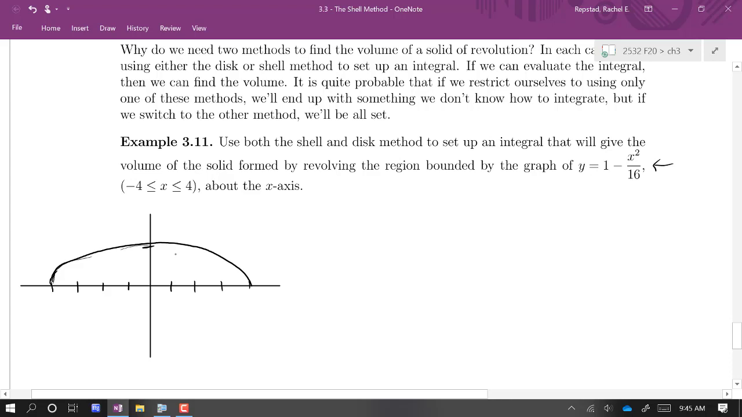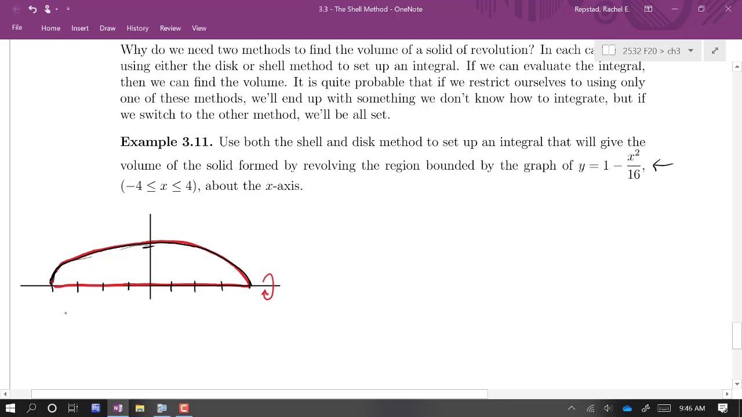So now, let's see. It says use both the shell and disk method to set up an integral. And we're revolving about the x-axis. So look, the solid is well defined, right? They gave us the region, and they tell us what axis to revolve about. So here's what that region looks like, and we're revolving about the x-axis. So it'll look maybe kind of football-shaped, maybe a little bit more pointy on either end.